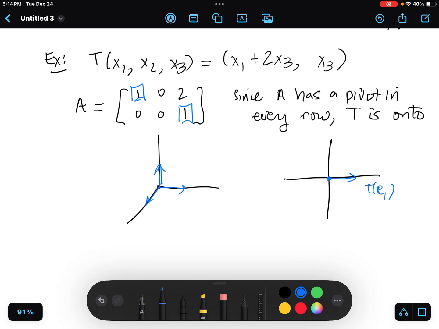E2 will go to 0, 0. That's T of E2. And then T of E3 is 2, 1. So it's going to be this, for E3.